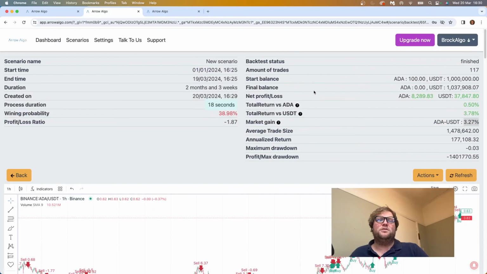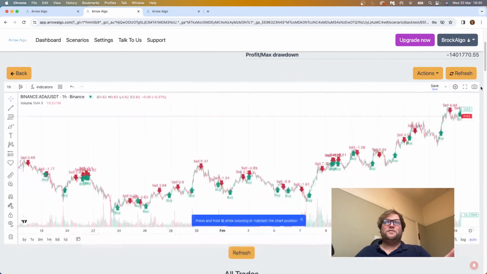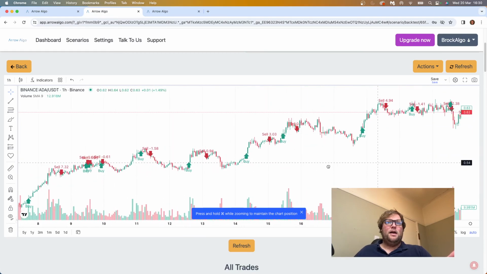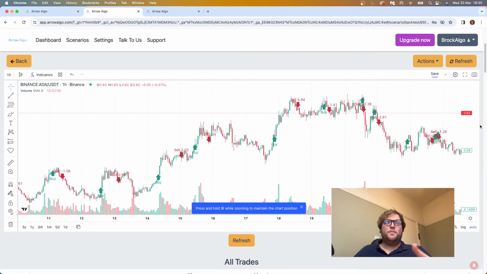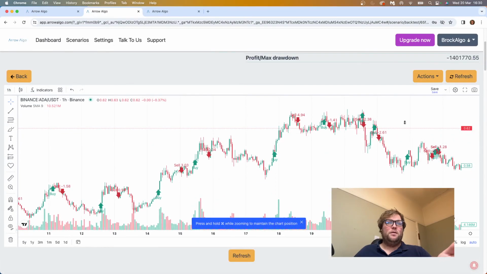We've filtered out some of the noise. We've filtered out some of the signals that were generated in unfavorable conditions. We've gone from 160 trades down to 117 in that period. And again, you can see here we filtered out some of the bad signals, so we're sitting at a higher profit now than we were before, and we've actually beaten the market.